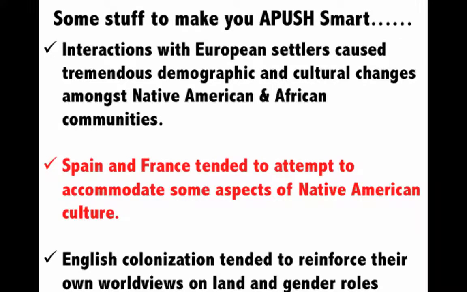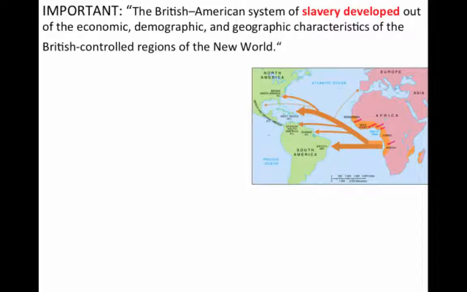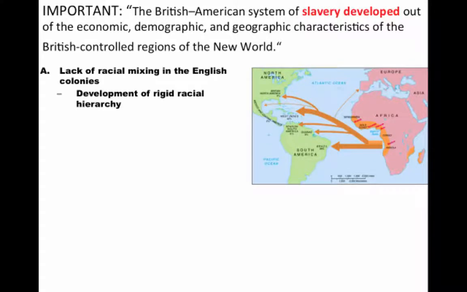So what does all this mean? Well, one, the British-American system of slavery developed out of the economic, demographic, and geographic characteristics of the British-controlled regions of the New World. Translation, you're going to have a lack of racial mixing in the English colonies. There's going to be a very rigid racial hierarchy in the British colonies. There's going to be white British colonists, and there's going to be African people brought in.